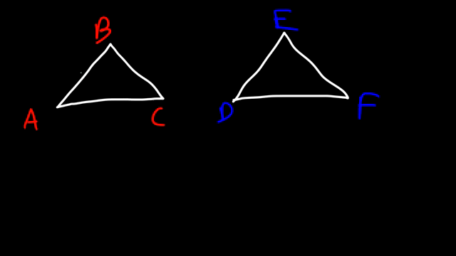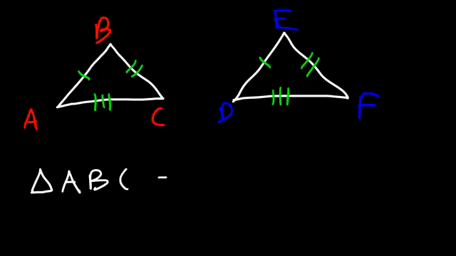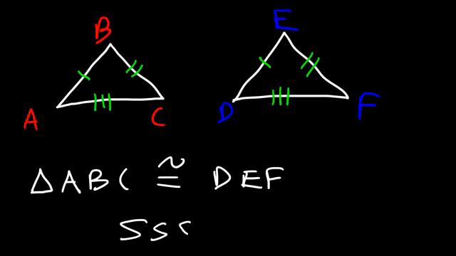So let's say that AB and DE are congruent to each other, and BC is congruent to EF, and AC is congruent to DF. Then we could say that triangle ABC is congruent to triangle DEF according to the SSS postulate, because all three sides are congruent to each other. And so that's the first postulate you need to be familiar with.